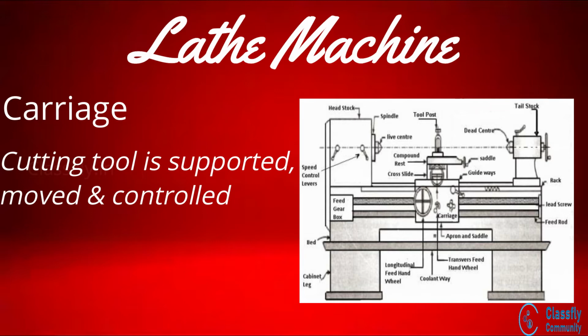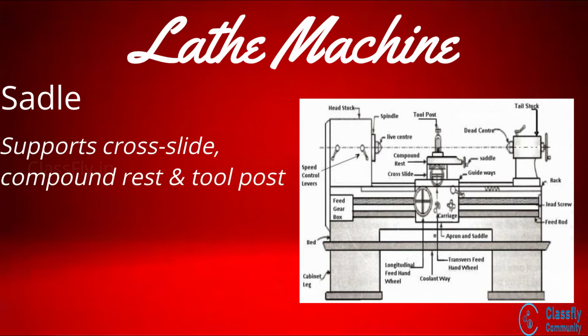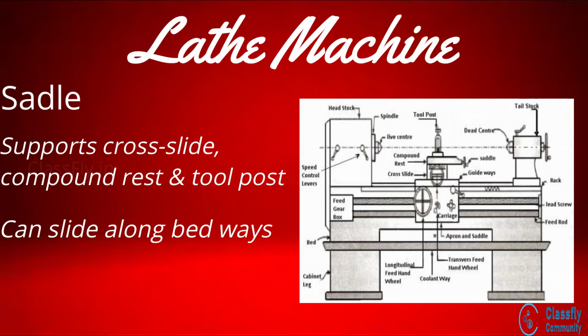Carriage. The cutting tool is supported, moved and controlled with the help of this carriage. It consists of the below parts. Saddle. Well, the saddle supports the cross slide, compound rest and the tool post. The saddle can be made to slide along the bedways.